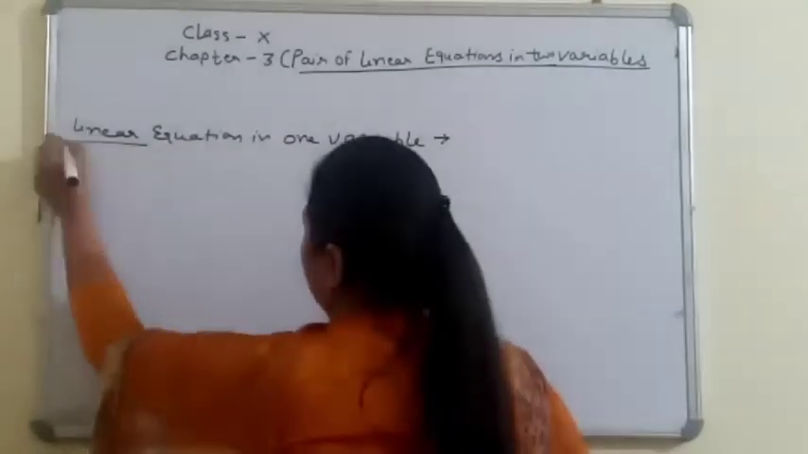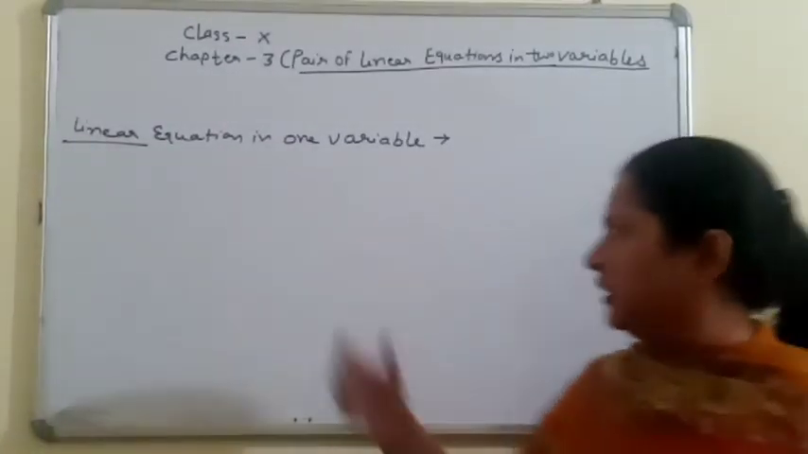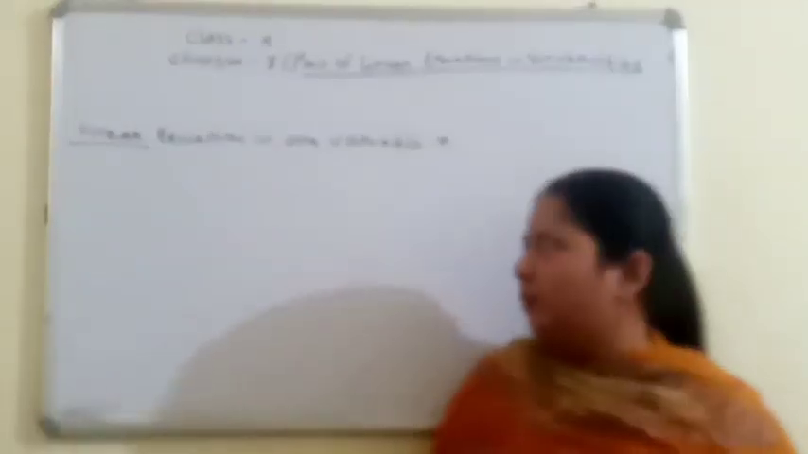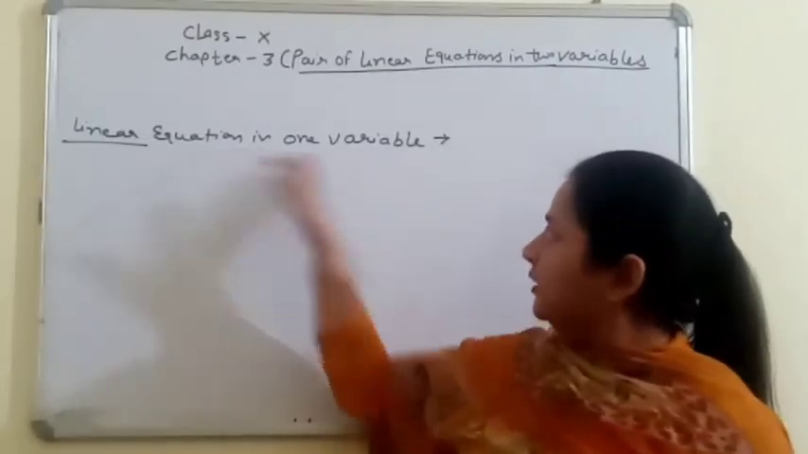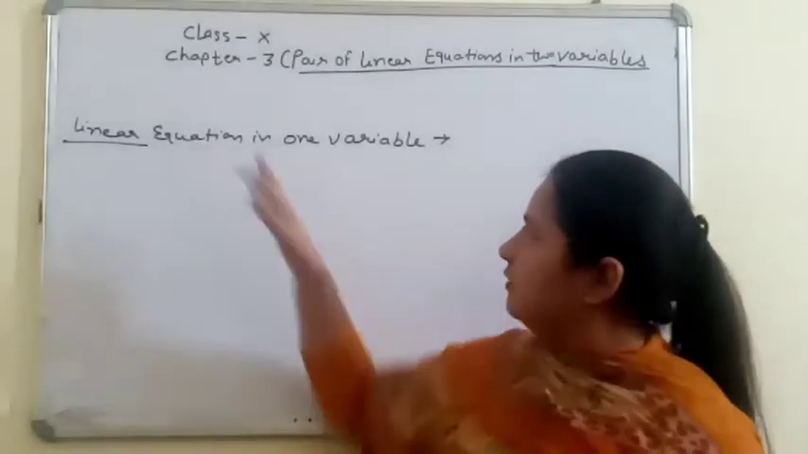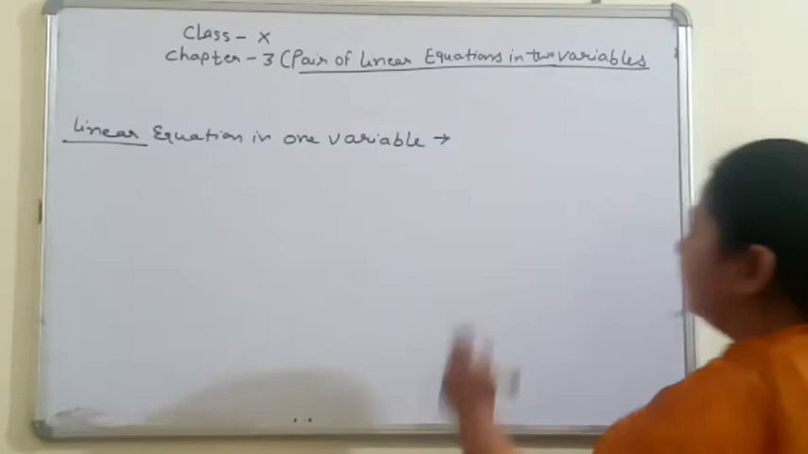In class 9 we have already studied the linear equation. What is a linear equation? An equation and polynomial having degree 1 is called linear. So in this definition we will discuss the linear equation in one variable.